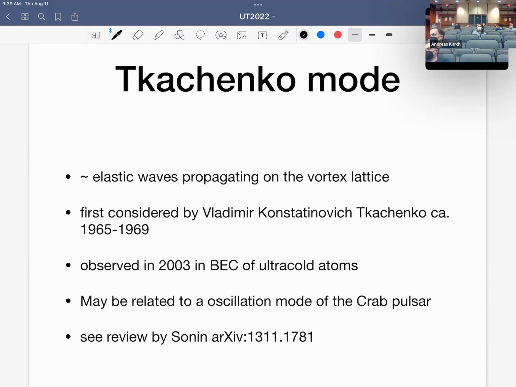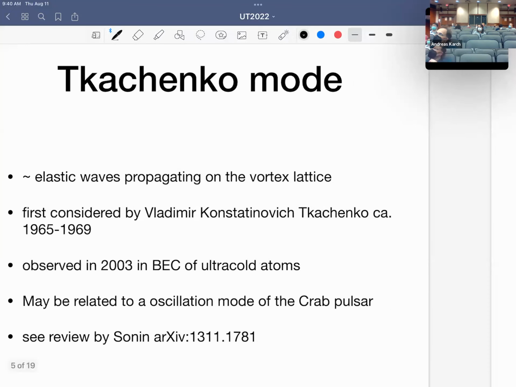One idea of the core of a neutron star is that it is a superfluid. And when a superfluid rotates, there is a vortex lattice. The existence of this vortex lattice explains several things. There are a couple of things in the physics of neutron stars, and one of these may be related to the mode of propagation of the Kachenko mode.